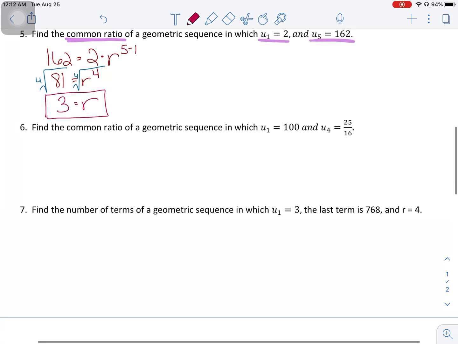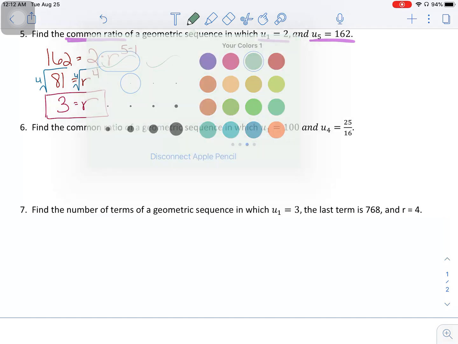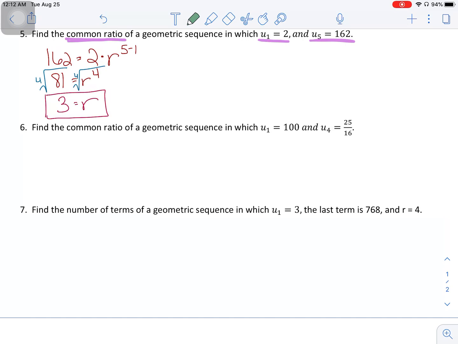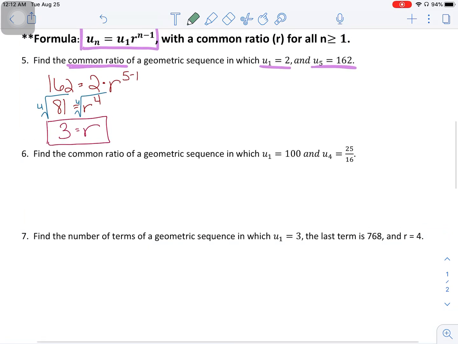Problem number 6, same type of question. Find the common ratio for a geometric sequence. Let's see what we've got here. We know our first term. We know our 4th term. So the 4th term here is 25 over 16, which is equal to the first term times my common ratio, which I don't know, I've got to figure it out, raised to the n minus 1. In this case, n is 4.